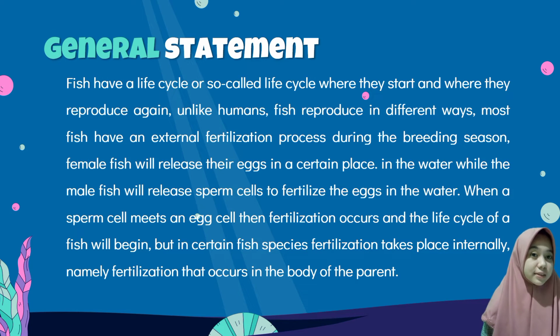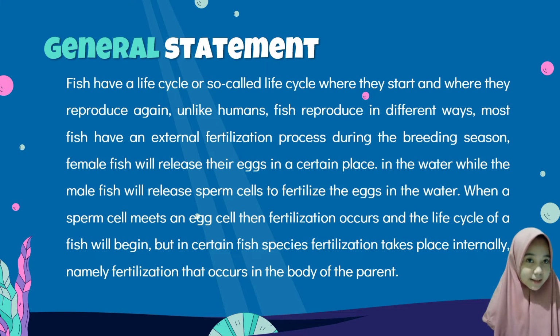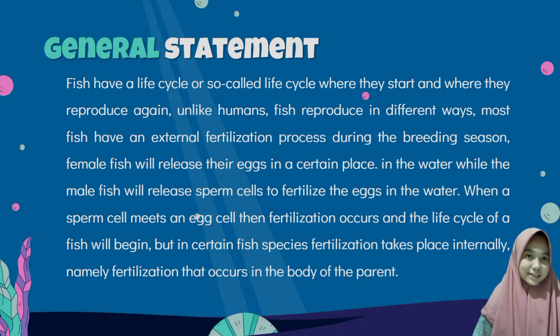Most fish have external fertilization. The female fish will release her eggs within a certain time in the water, while the male fish will release sperm cells to fertilize the eggs in the water. When a sperm cell meets an egg cell, fertilization occurs and the life cycle of a fish begins. But in certain fish species, fertilization occurs internally, namely inside the mother's body.